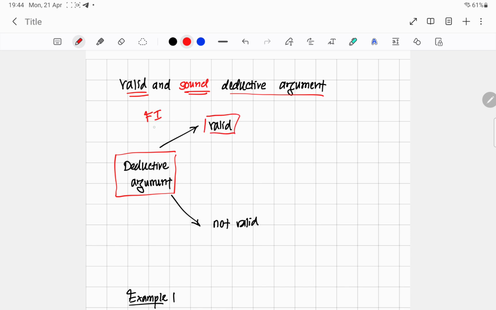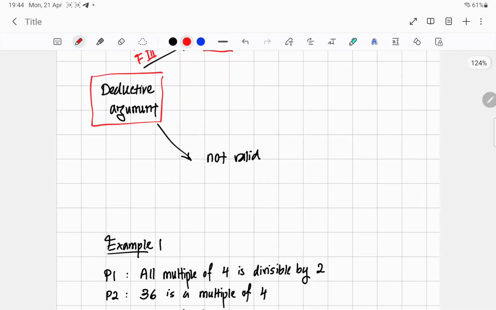categorized in either form 1, form 2 or form 3, either one of these. If it is categorized in either one, then this is a valid deductive argument. If not valid, it means that it is not form 1, not form 2 and not form 3. So it is not in any of these three forms, so it is not valid.